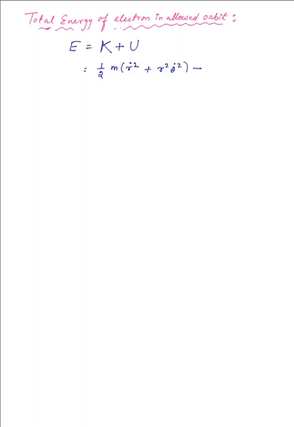And then we have the potential energy term, which is simply obtained by the electrostatic potential energy. That's all we have, and we'll just be putting them together in terms of the momentum that we have calculated, that is pr squared plus p theta squared by r squared, and minus 1 by 4 pi epsilon naught Ze squared divided by r.